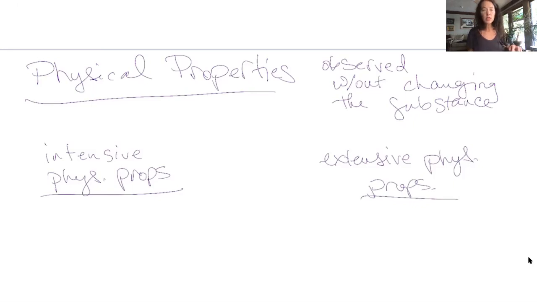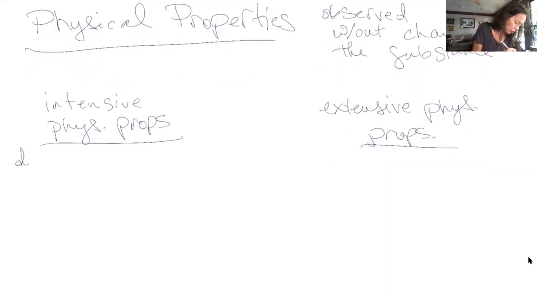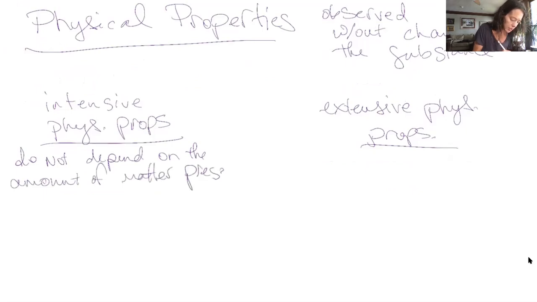So what's the difference? Intensive physical properties do not depend on the type, or I didn't mean to say type, my brain went in the wrong place. The amount, do not depend on the amount of matter present. And they will have the exact opposite over there. Let's go ahead and finish this. Properties that do not change when the amount of our substance that we're observing changes. What properties are not going to change whether I have a large amount or a small amount?